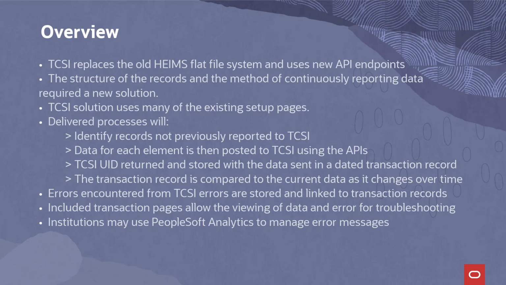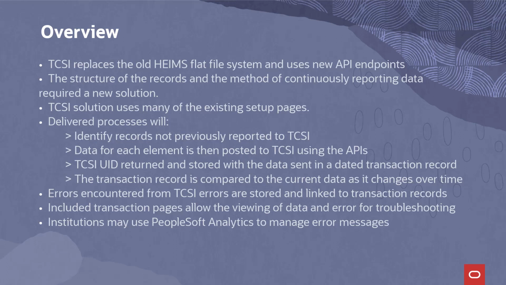The delivered Taxi processes will identify when a new record has not been previously reported to Taxi. The record with the data for each element is then posted to Taxi using the APIs. They create a UID, which is the unique ID for the data in the Taxi system. This UID is returned to Campus Solutions by the Taxi APIs and used as a link between the data held by Taxi and the data in Campus Solutions.